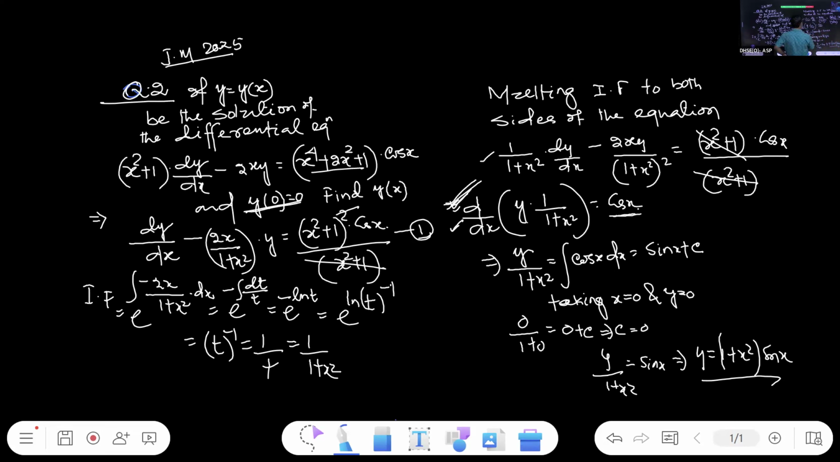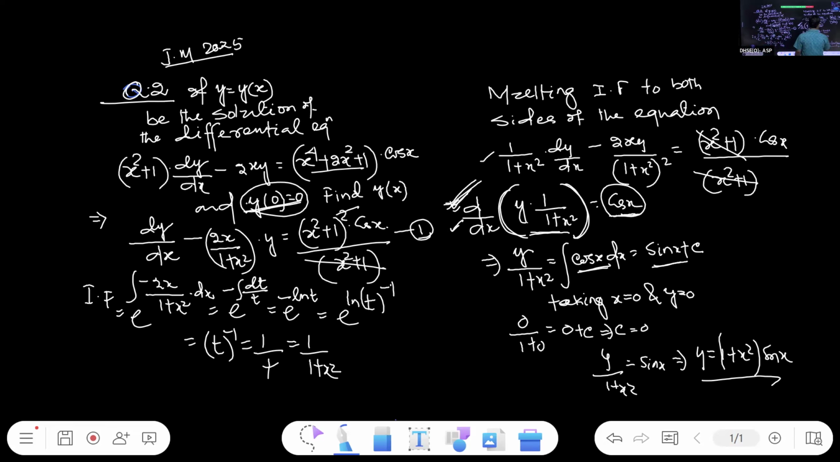This implies y upon 1 plus x square. If the derivative of this is equal to cos x, then the integration of cos x will be this function. So y upon 1 plus x square equals integral cos x dx. Integral cos x dx is sin x plus c. Now we have to substitute the boundary value, or initial value. The initial value is given: y(0) is equal to 0. y(0) equal to 0 means when x is equal to 0, then y is equal to 0.